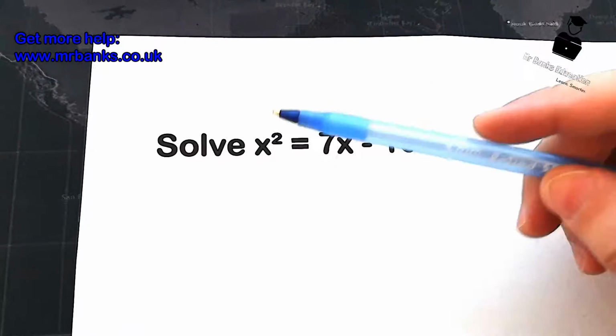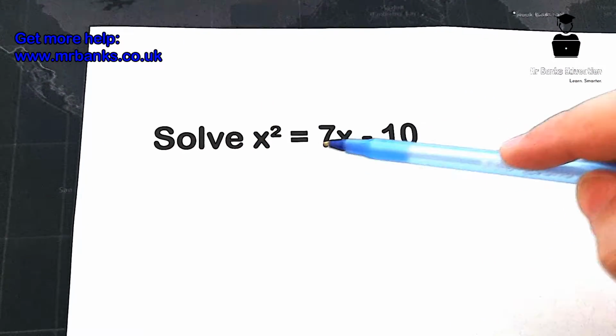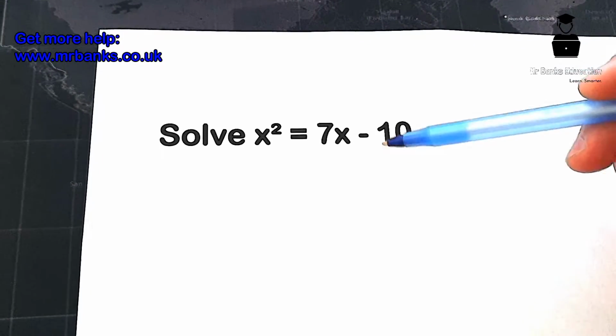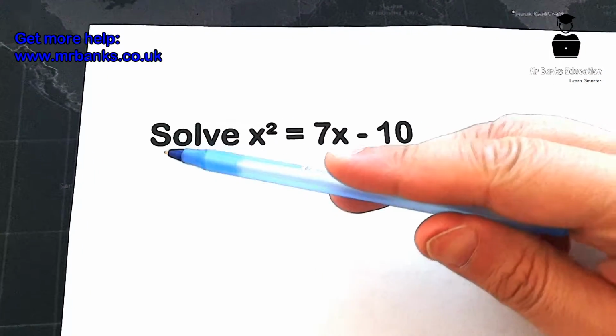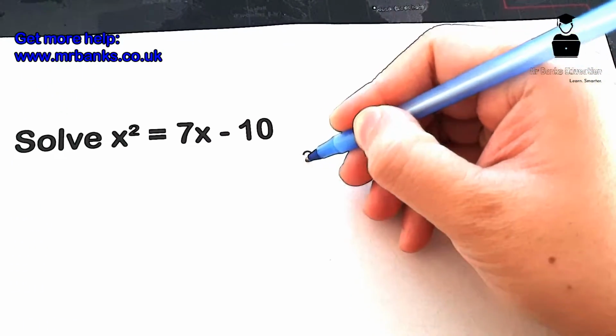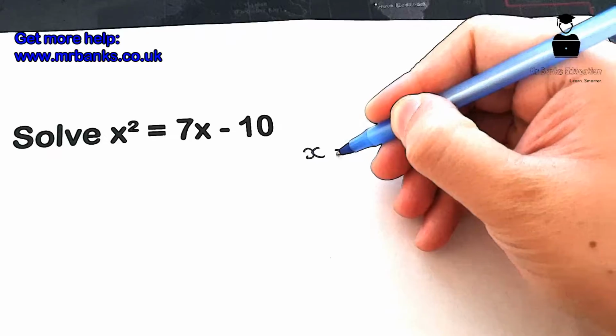Okay, so we have a question here. Solve x squared equals 7x minus 10. So when you see a question like this and it's asking for you to solve it, it's actually asking you to find out the x value. What's x equal to? Okay?